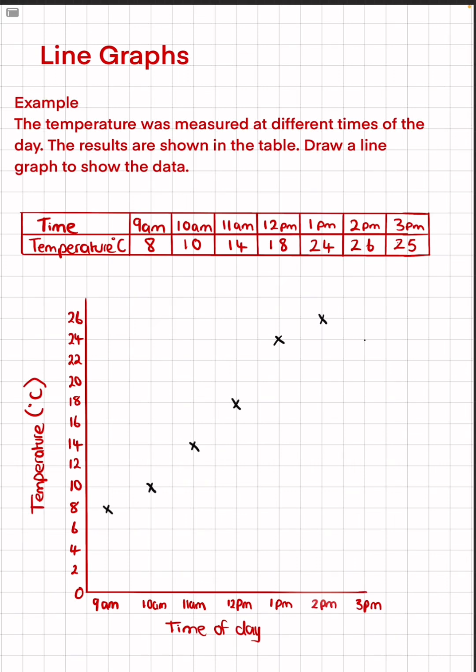So if we go up, we've got 24 here and 26 here. So 25 would be in the middle. Now we can join these up with a line. And this is our line graph.